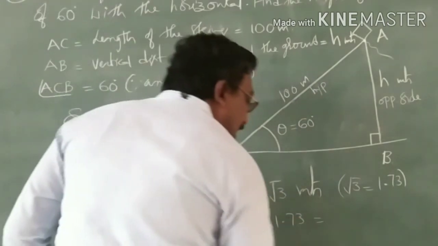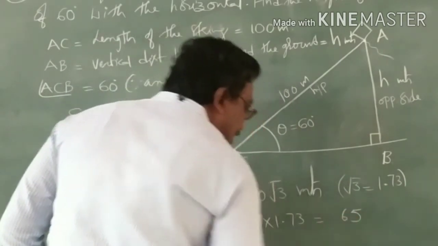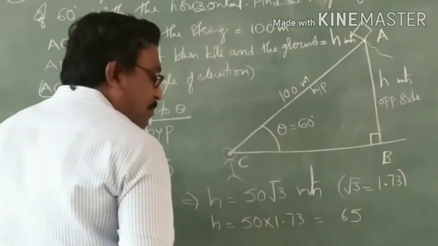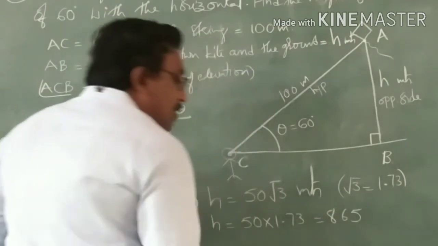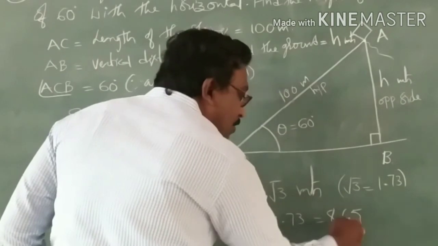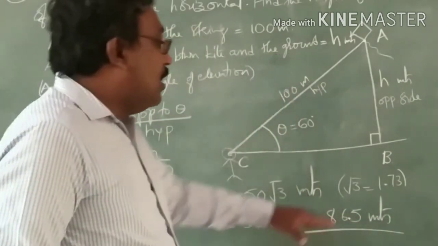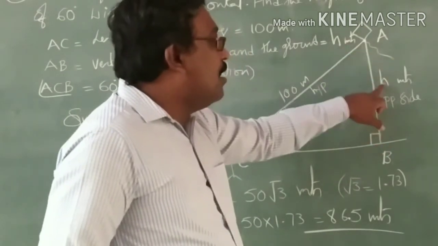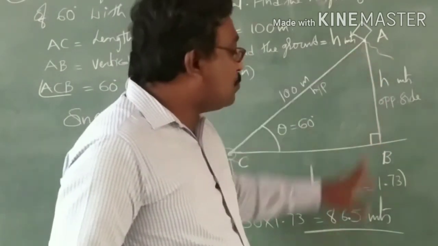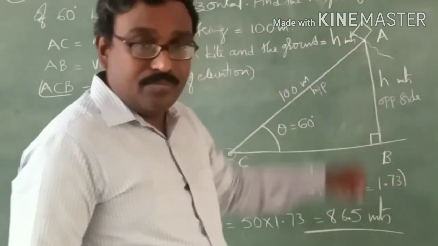5 3 is 15, carry 1. 5 7 is 35 plus 1, 36. 5 1 is 5 plus 3, 8. Here already 0 is there. Then it will come to around 86.5 meters. So the kite is flying 86.5 meters above the horizontal. Okay.